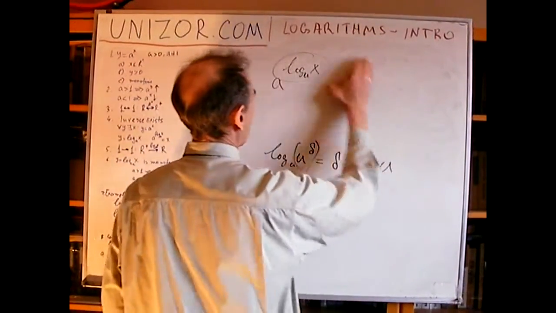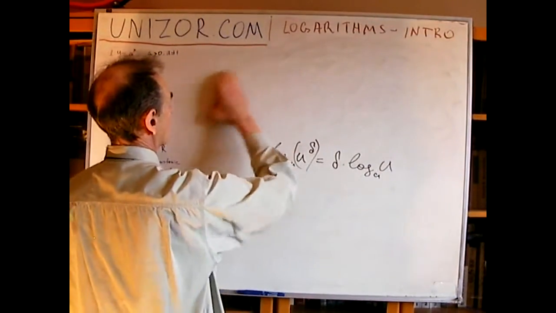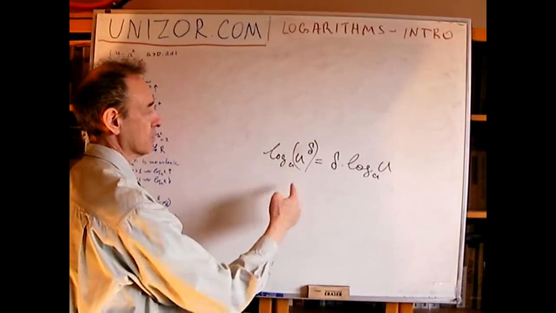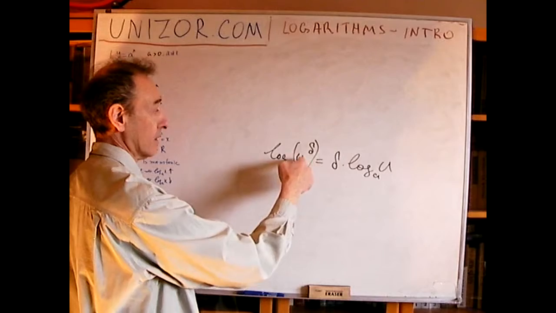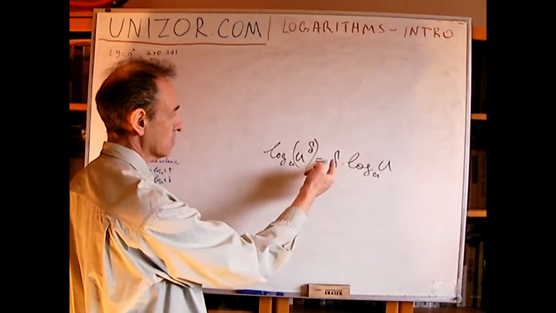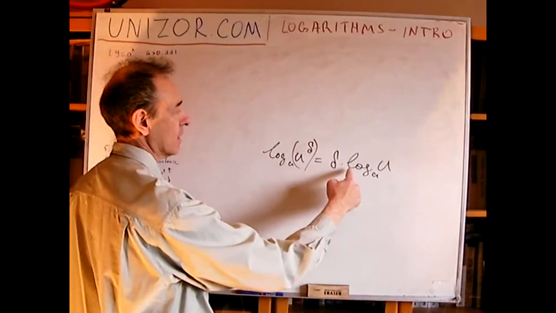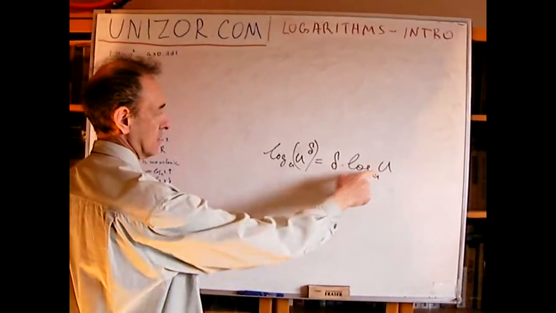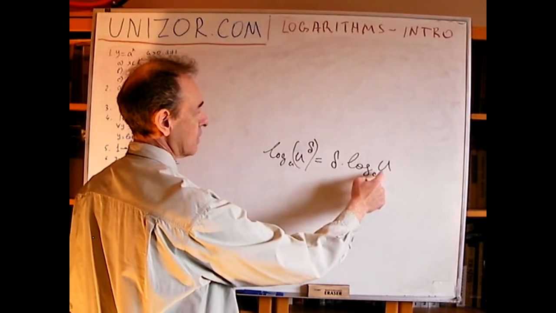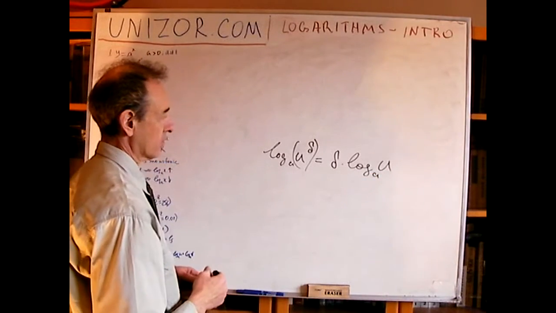This is the property. If under the logarithm, under the argument, you have some kind of a power of something, then the power can be brought outside of the logarithm, and whatever remains, the base of this exponential function, would be an argument of the logarithm.